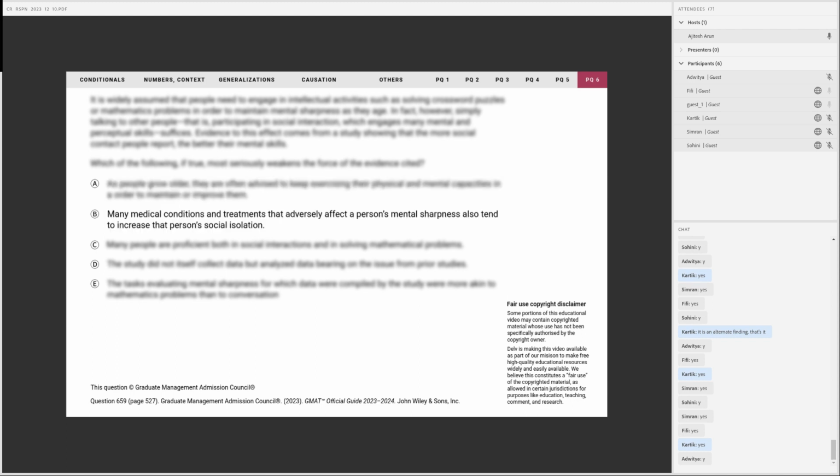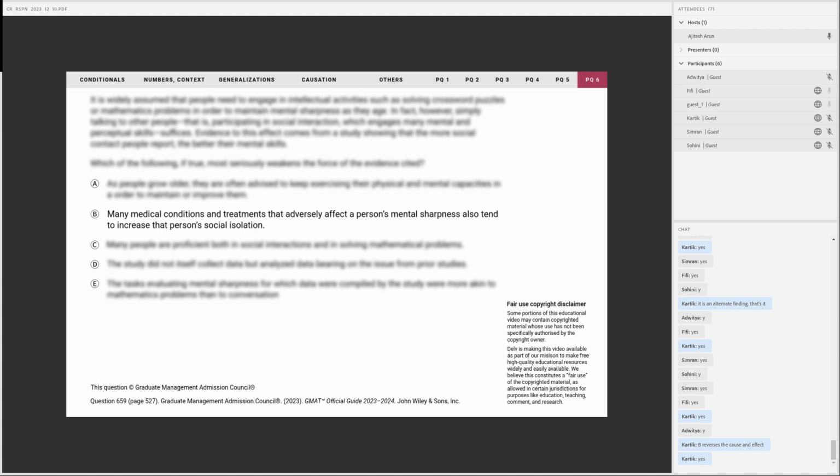Now for the correct option, B. Many medical conditions and treatments that adversely affect a person's mental sharpness also tend to increase that person's social isolation. Now, the way they've worded it is the only reason that this question is a high difficulty question. This is one of the last questions in your official guide, and it is only because of the way they've worded it. Karthik, B doesn't reverse it. Reversal is slightly different. But you're right. This is related to that causation topic that we looked at earlier.